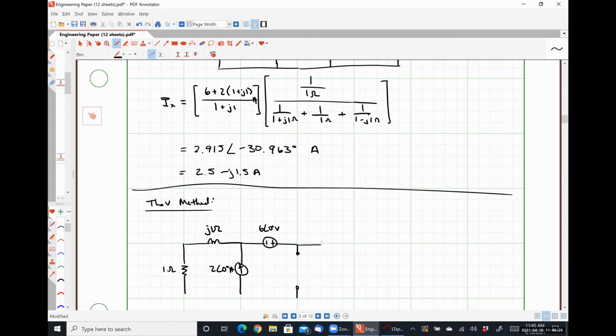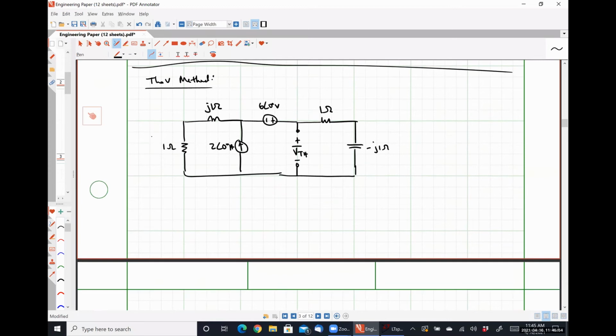Then I have 1 ohm and minus J 1 ohm. And this is V Thevenin. Right? I've taken my 1 ohm resistor out because that's what I'm trying to find everything with respect to, which is what's going to allow me to calculate the current flowing through that 1 ohm resistor later. So how might I go about solving for this voltage V Thevenin easily?